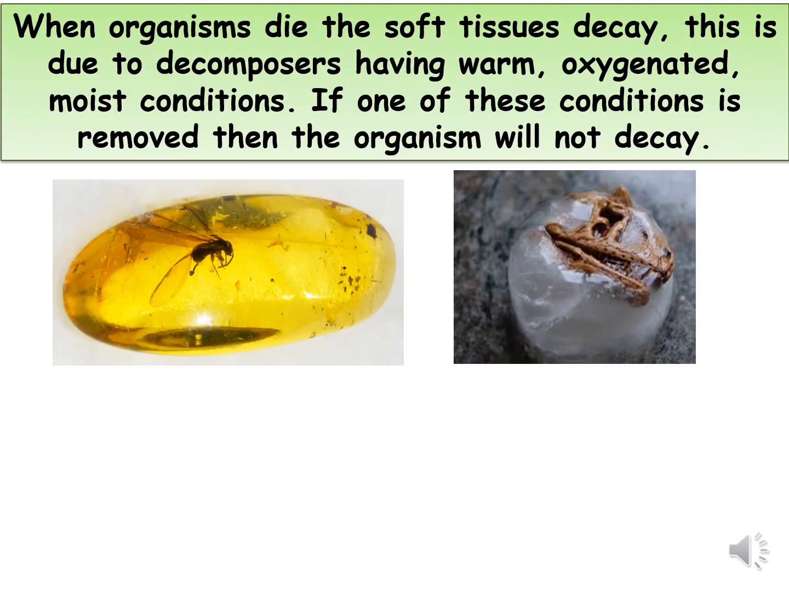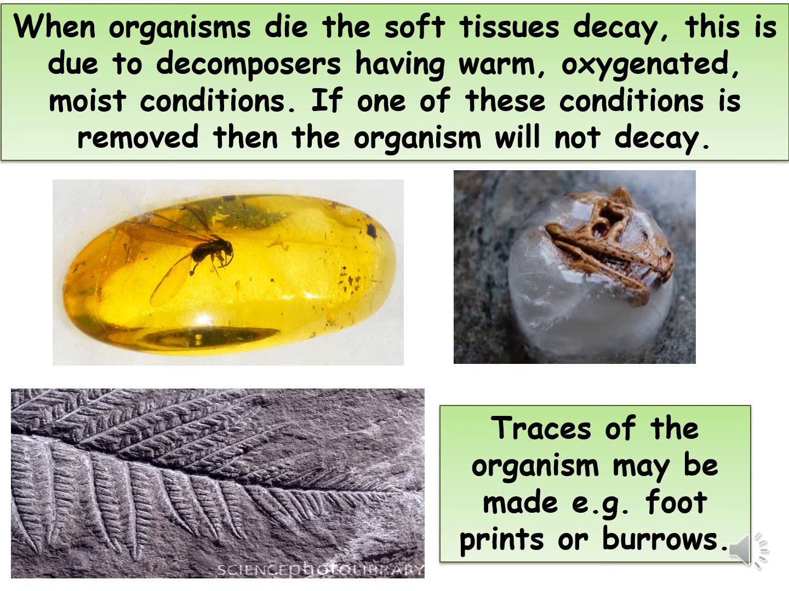As previously mentioned, when the organism dies, the soft tissues decay. Why does this happen? This happens because of the decomposers having warm and oxygenated moist conditions. If one of these conditions is removed, the organism doesn't actually decay. Therefore, we end up with traces of the organism which may be made, for example, again, like previously mentioned, footprints or burrows.